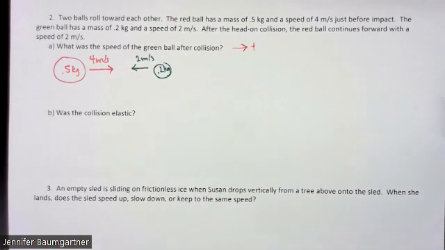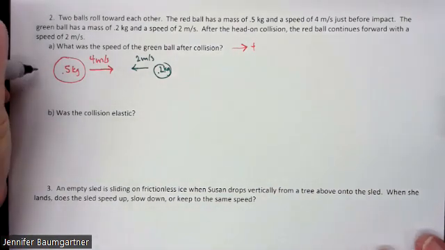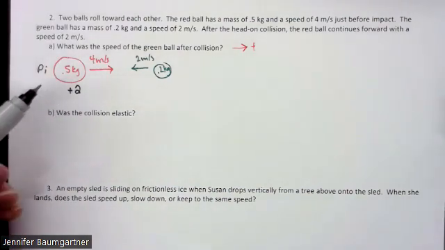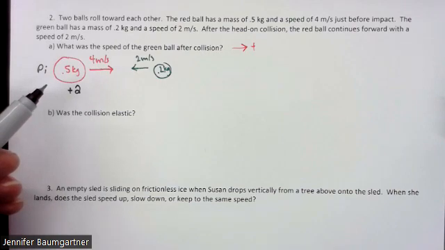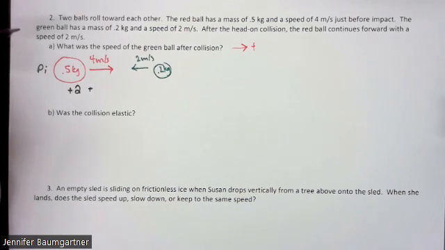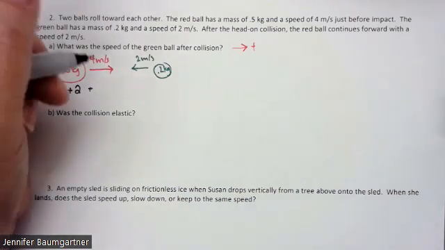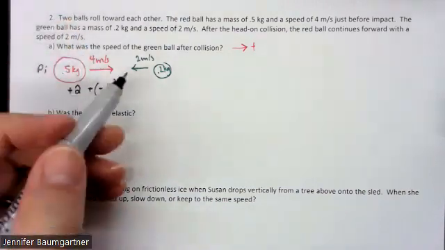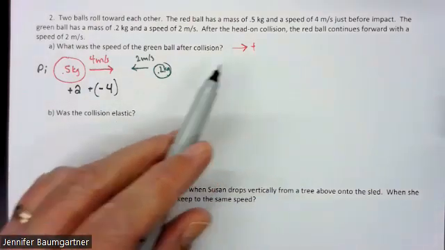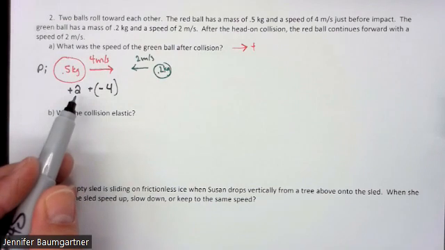So my incoming momentum, let's look at our initial momentum. P initial: I have 0.5 times 4, that's going to be positive 2, plus 0.2 times 2. And that is going to be negative 0.4, because 2 times 0.2 is 0.4, and it's in the negative direction. So again, this is where those signs really matter.